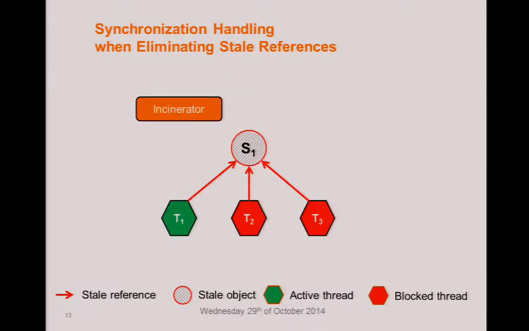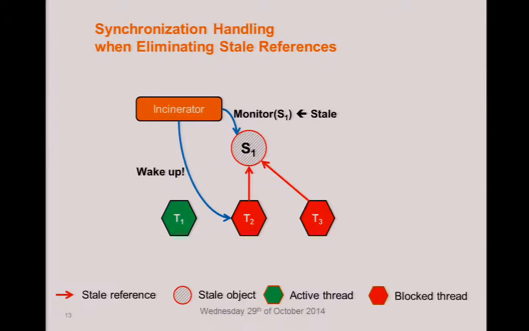So the approach we take is that first Incinerator will remove the reference held by the active thread. And of course, the active thread will get a null pointer exception if it tries to access the monitor or the object itself. Then Incinerator will mark the object or the monitor of the object as stale, and it will wake up one other blocked thread. It will do the notify itself.